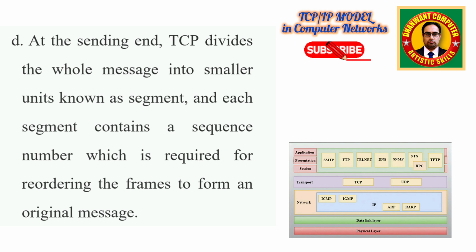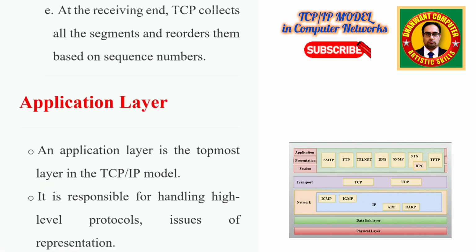D. At the sending end, TCP divides the whole message into smaller units known as segments, and each segment contains a sequence number which is required for reordering the frames to form an original message. E. At the receiving end, TCP collects all the segments and reorders them based on sequence numbers.